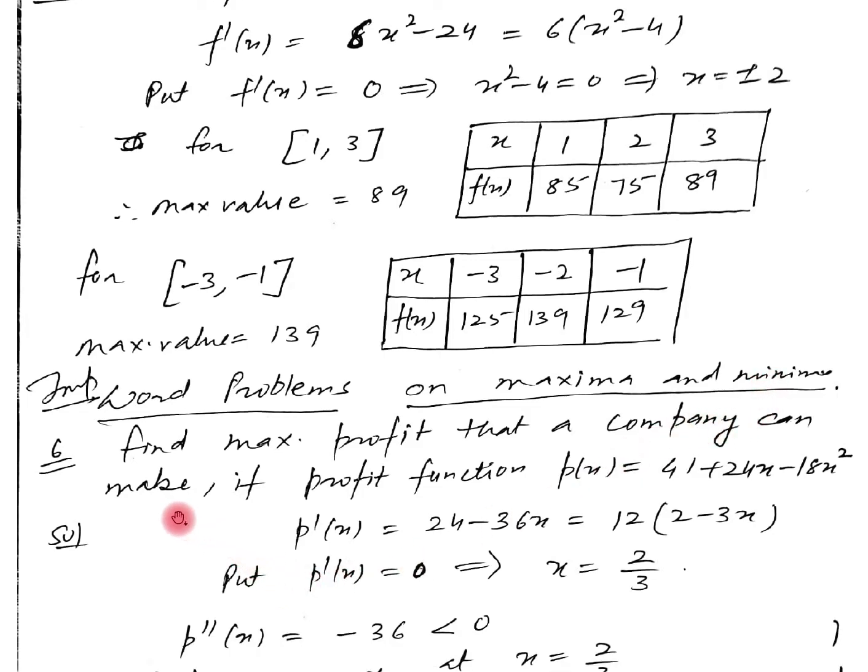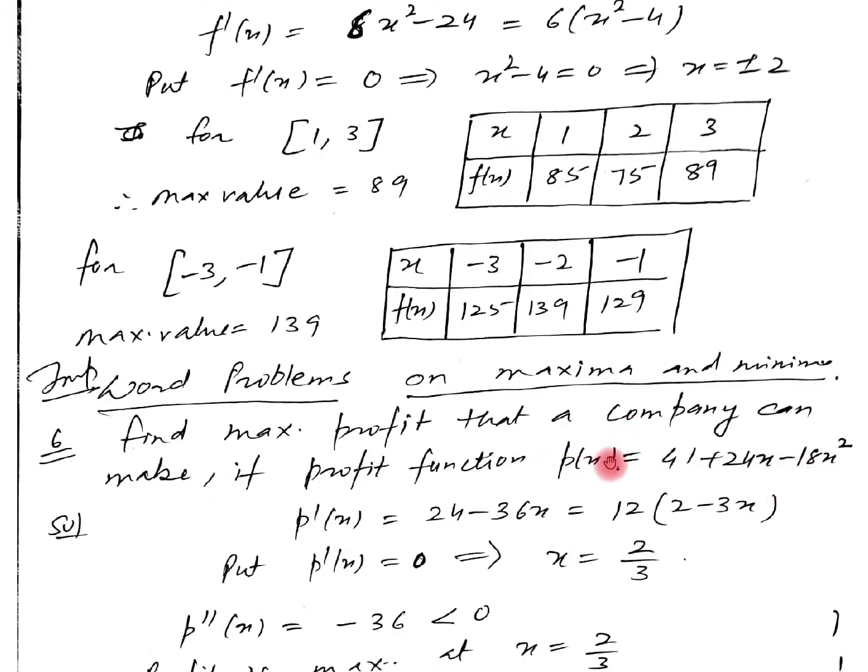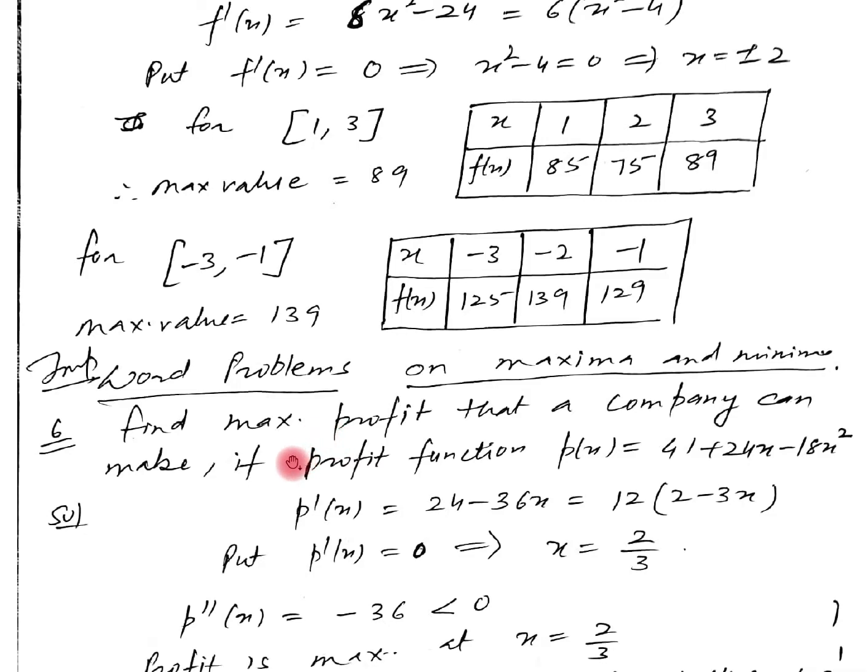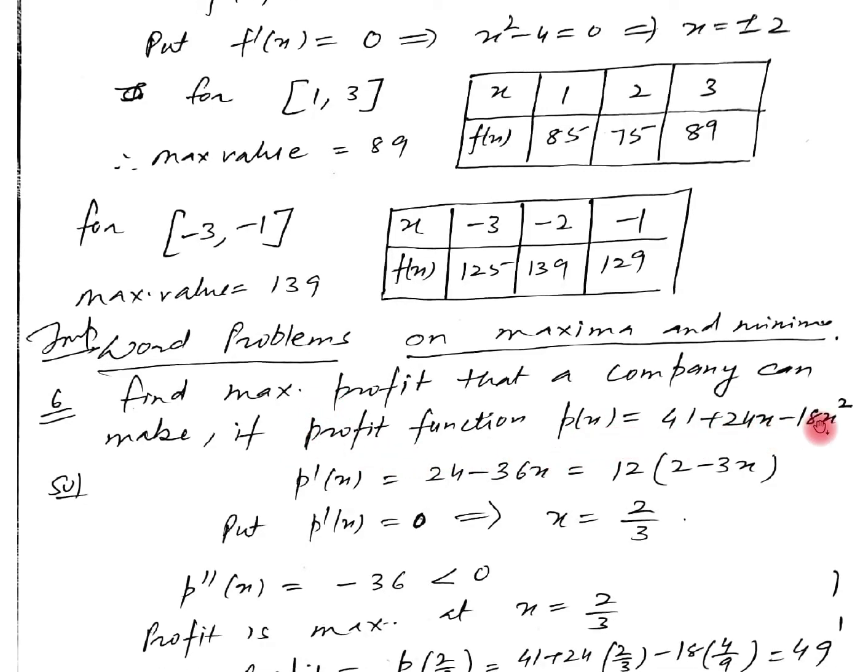The first question is this: find the maximum profit that a company can make if the profit function is given to be this. Here the profit function is given. We have to find the maximum profit, and from the question we can easily tell whether our second derivative should be positive or negative. Since it is the maximum profit, our second derivative should be negative. Again you have to find its maximum value.